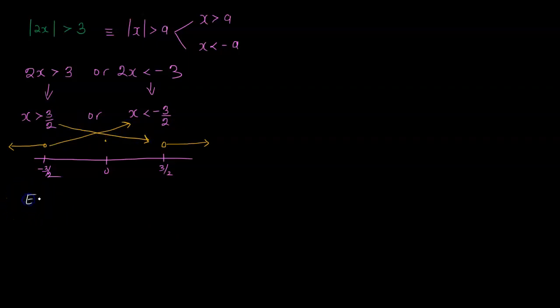Let's take example 3. The absolute value of x plus 1 is less or equal to 4. To solve this, we are going to have to compare this problem to absolute value of x less or equal to a, and we know the definition of this. If the absolute value of x is less than or equal to a, what it means is that negative a is less or equal to x less or equal to a.